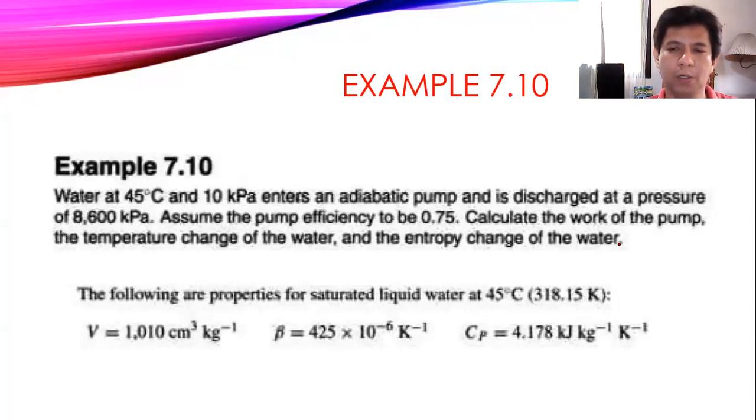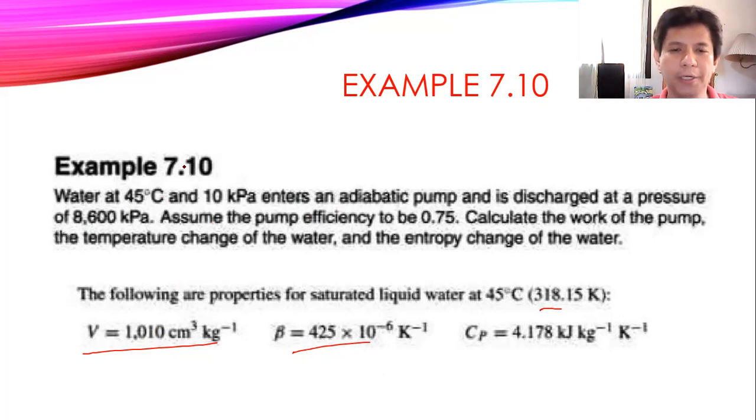In order to calculate WS, the actual work, basically what you're going to do is V delta P. You can see there's a delta P, 8,600 minus 10. Then the V is below. The following properties for saturated liquid at 45 degrees Celsius, 318.15 Kelvin: this is its V, 1,010 cubic centimeter per kilogram. That's 1,010 ml per kilogram. This is the V you will use, and this is the delta P.